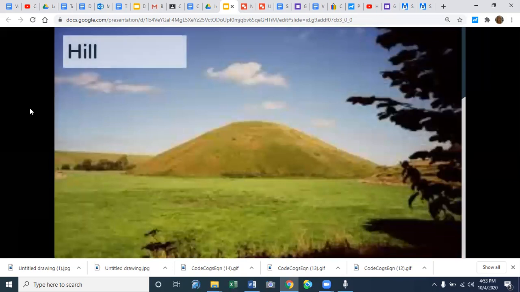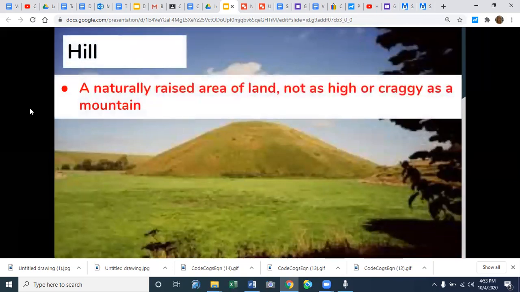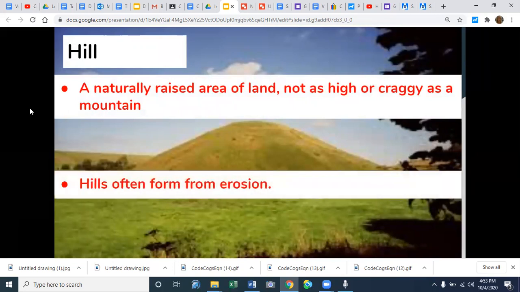This is a hill. A hill is a naturally raised area of land, not as high or craggy as a mountain, and hills are often formed from erosion.